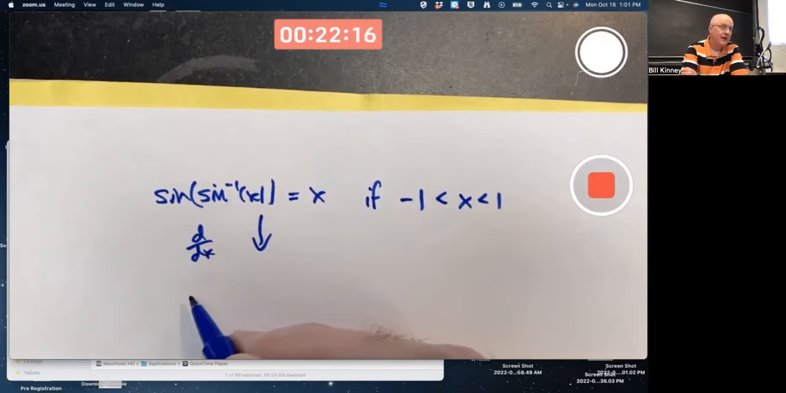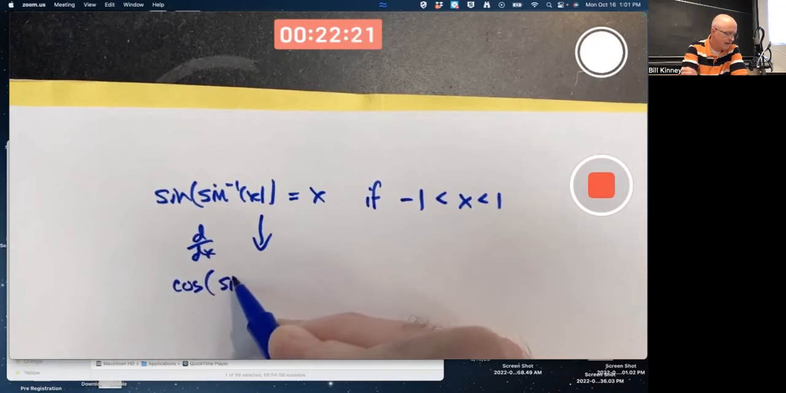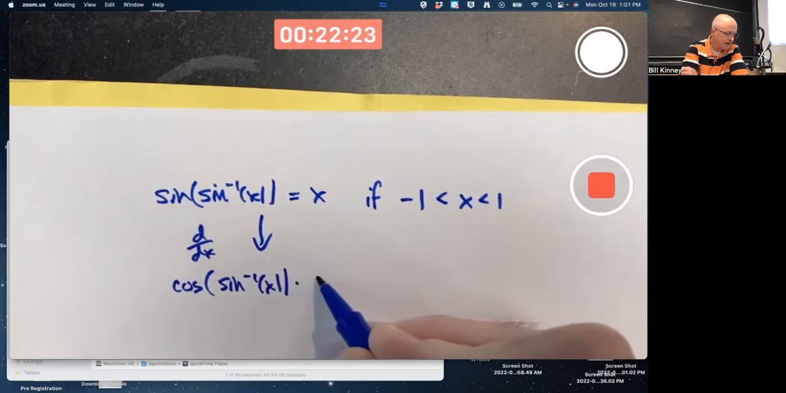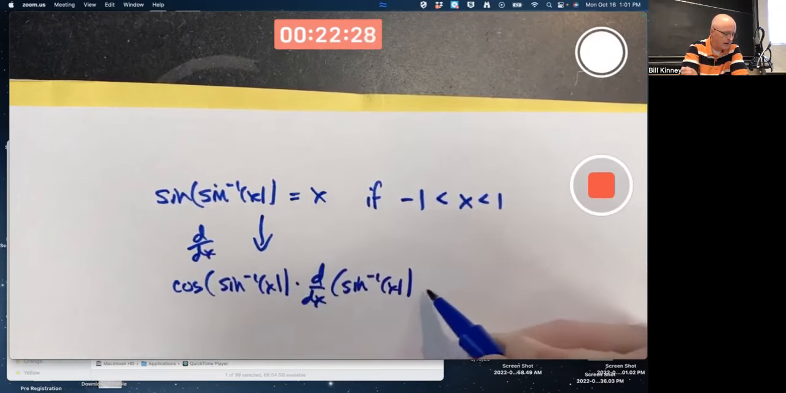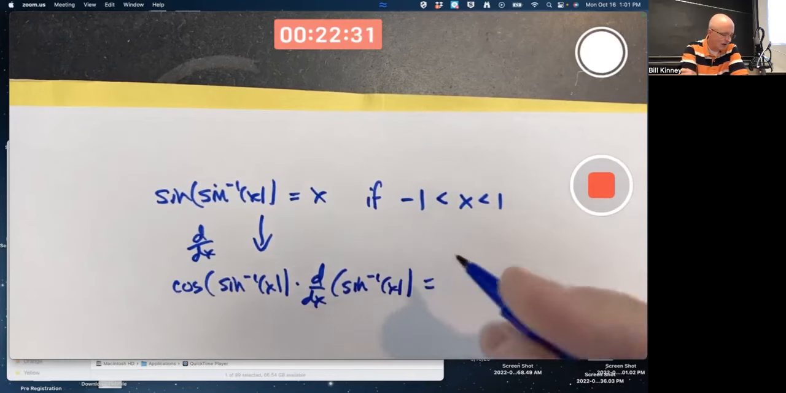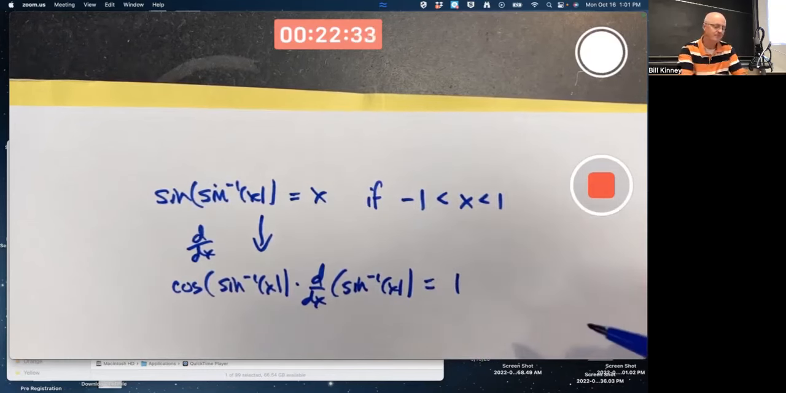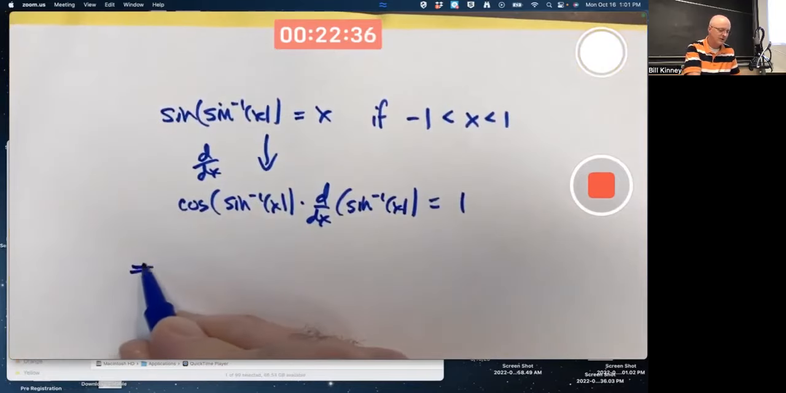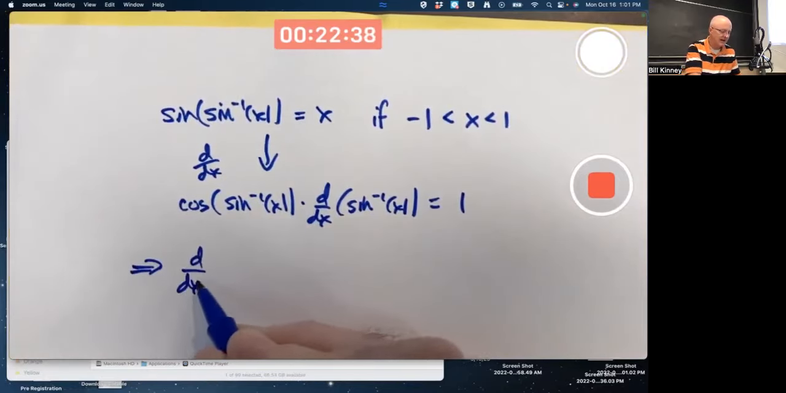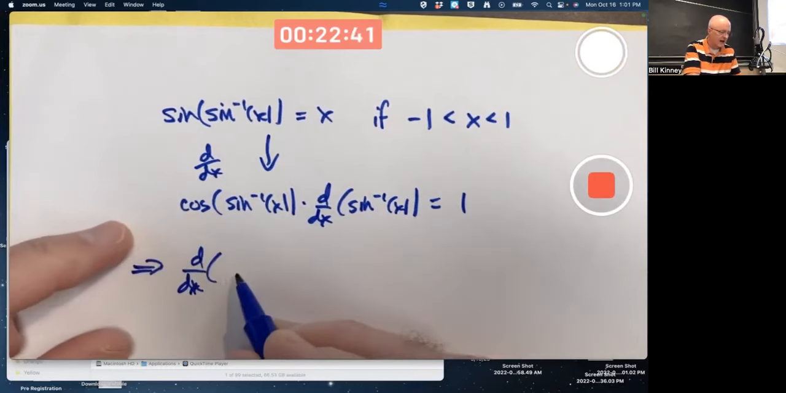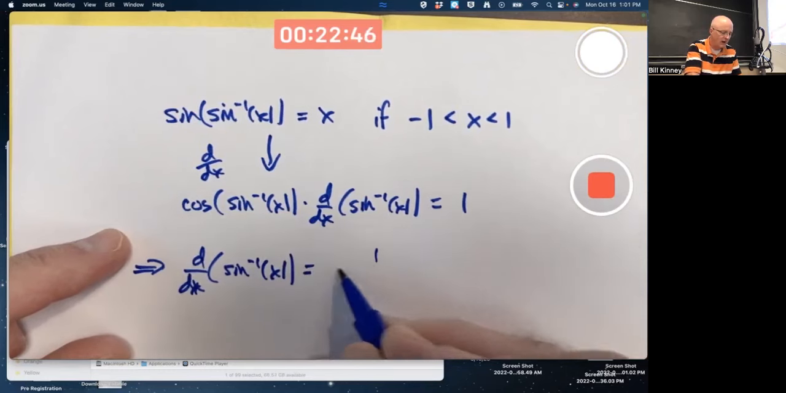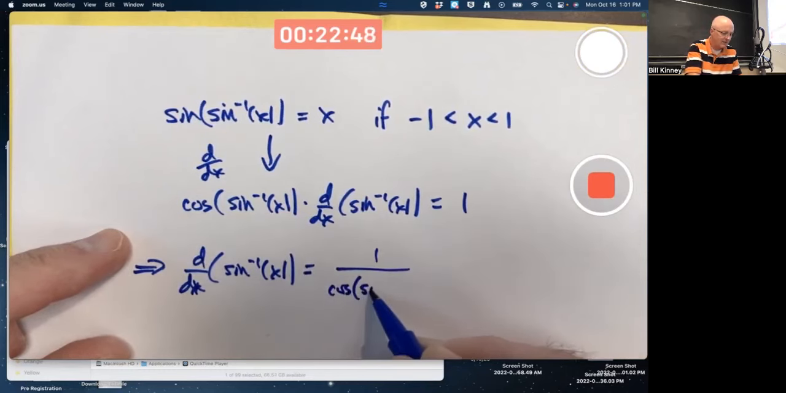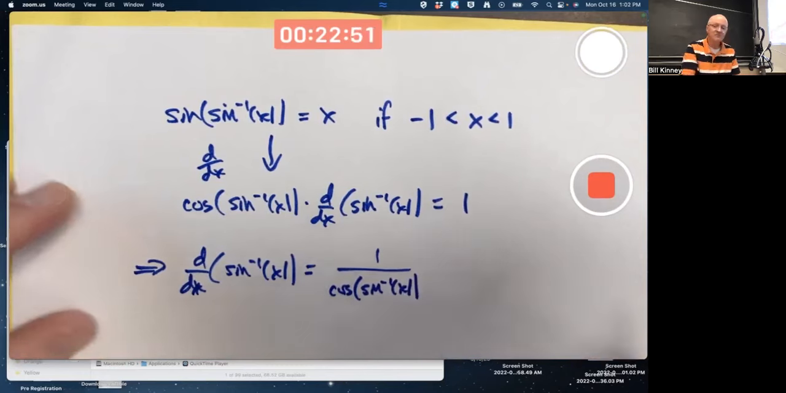And if I differentiate now and use the chain rule, the derivative of sine is cosine. Plug in the inside function, and then take the derivative of the inside function. Don't forget to differentiate the right side as well. That's just an x, so it differentiates to 1. Now do your algebra, divide both sides by cosine of inverse sine. The derivative of inverse sine of x can be written as 1 over cosine of inverse sine of x.